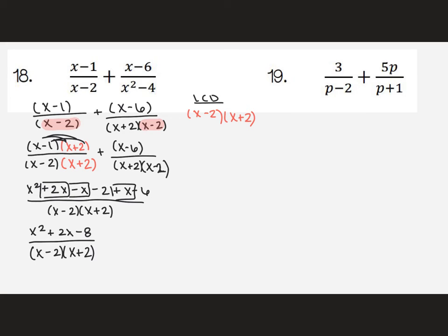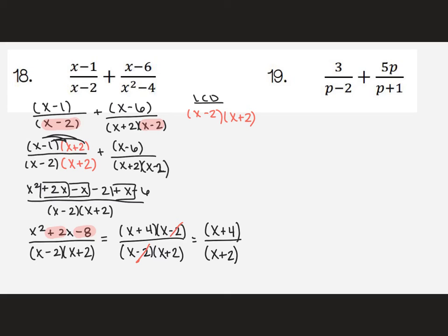Need to double check if I can factor this numerator, so I'm looking for factors of negative 8 that add to be positive 2. And so that could be factored into x plus 4, x minus 2. Rewriting my denominator of x minus 2, x plus 2. Then I want to look out for any common factors that will cancel. So x minus 2 is in the numerator and denominator, canceling those out. And rewriting, I have x plus 4 over x plus 2. My domain restriction would be that x cannot equal negative 2.